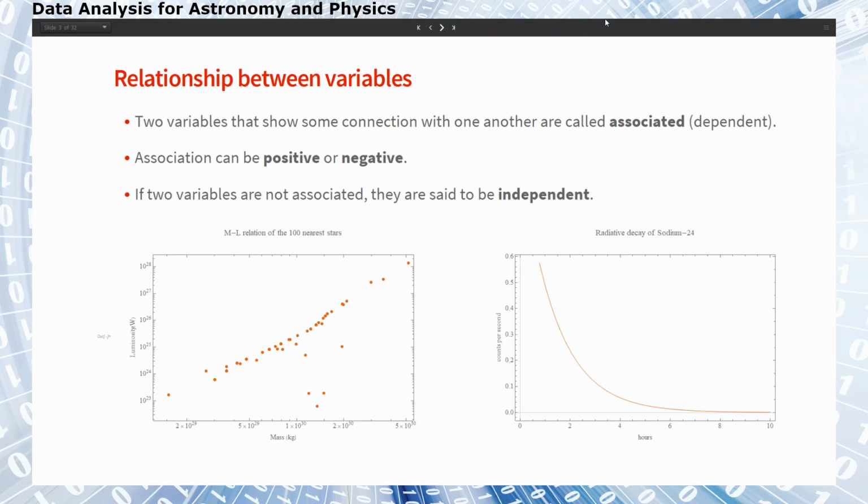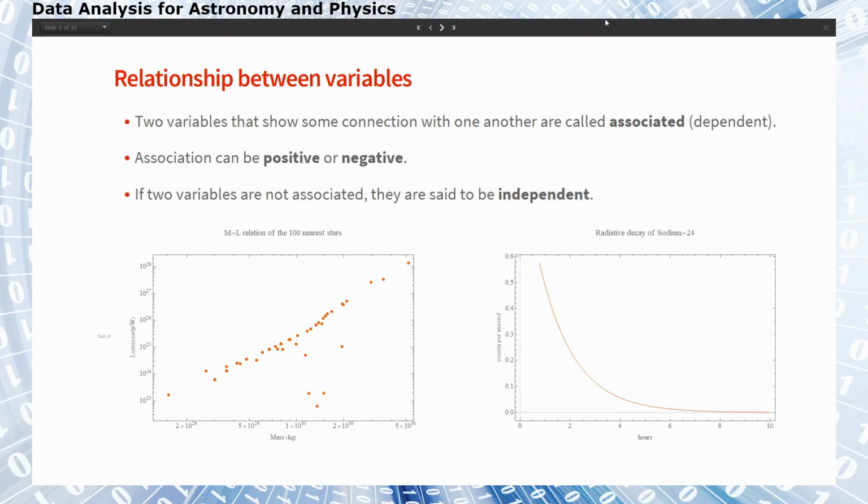Most of the time we are interested in relationships between variables. So it's not uncommon that we observe variables of an object and we observe a certain relationship. If these variables are connected with one another, this is called association. They are dependent. An association can be positive or negative, and we say that if two variables are not associated, they are independent.